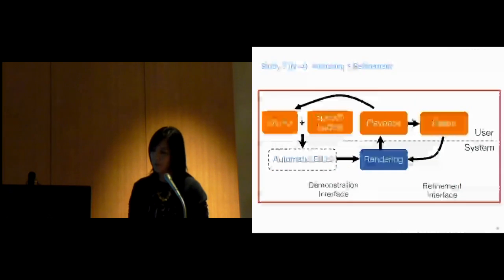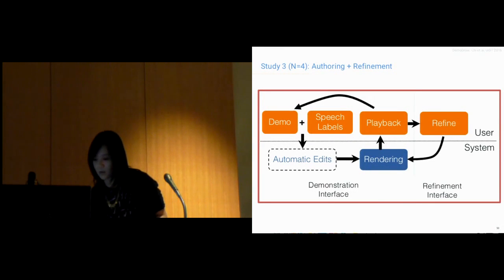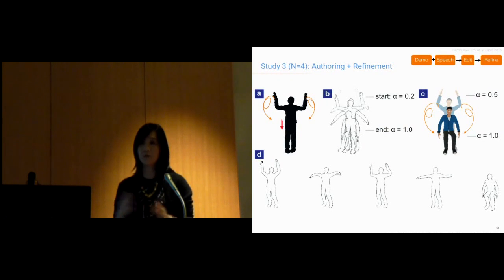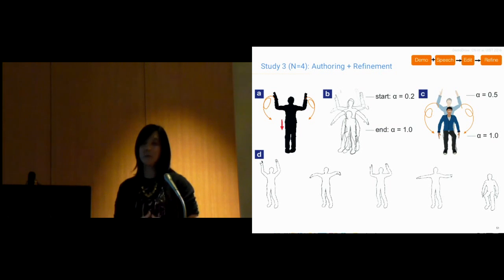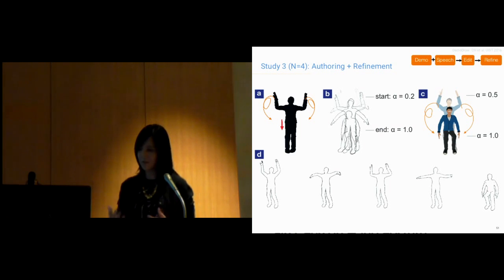So finally, we want to see how users can refine using our system. Similarly, we ask them to perform, record, and use our system to do more refinement. We found that providing a tool that enables authors to generate different styles is important. Participants have strong preferences once the tool enables them to quickly explore alternatives.